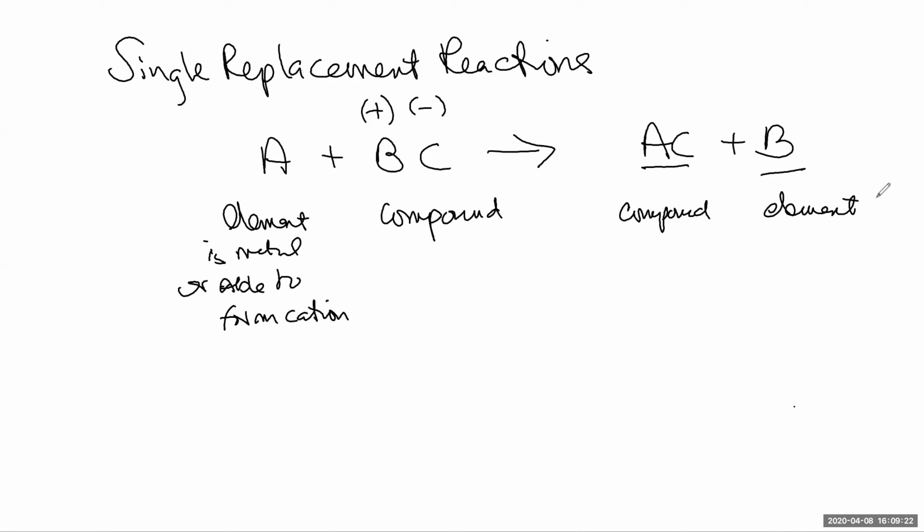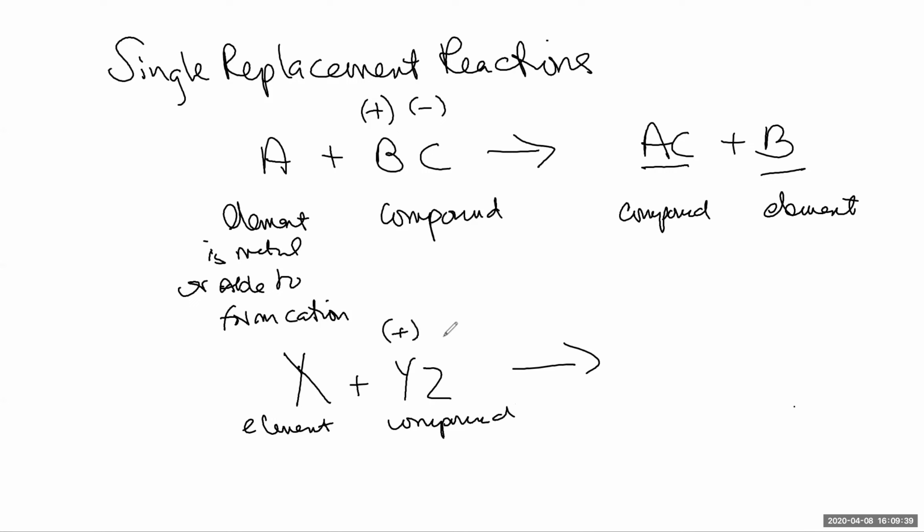There's one other type of single replacement reaction that can happen. We could still use A plus BC, but let's do X plus YZ. Same thing, this is an element and this is a compound. And again, the positive cation is always written first, so it looks very similar. But in this case, X would be an element that forms an anion, not a cation.